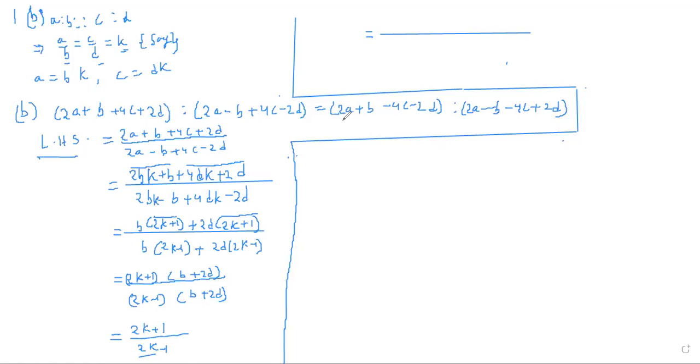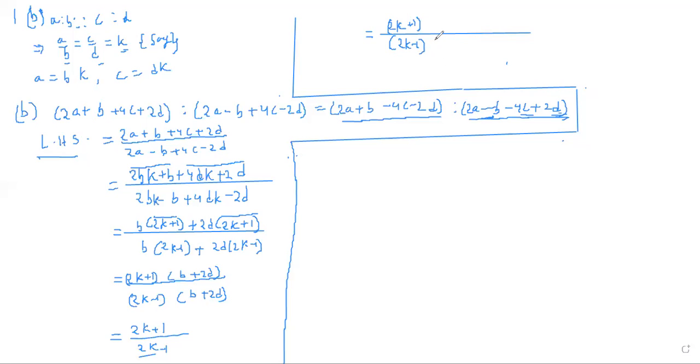For this, you have to watch the right hand side of our proving. It is 2A plus B minus 4C minus 2D is to 2A minus B minus 4C plus 2D. And we already have 2K plus 1 is to 2K minus 1. We have cancelled B plus 2D and B minus 2D. And in the right hand side, we have to bring 2A plus B minus 4C minus 2D is to 2A minus B minus 4C plus 2D.